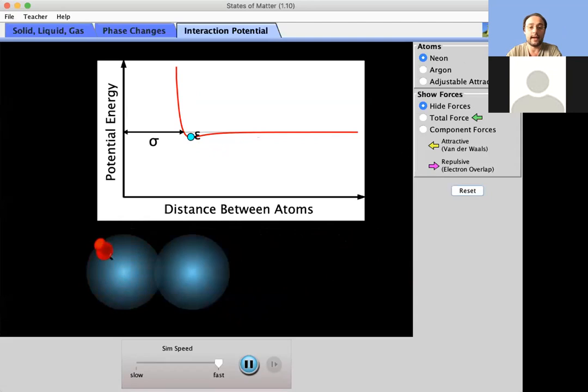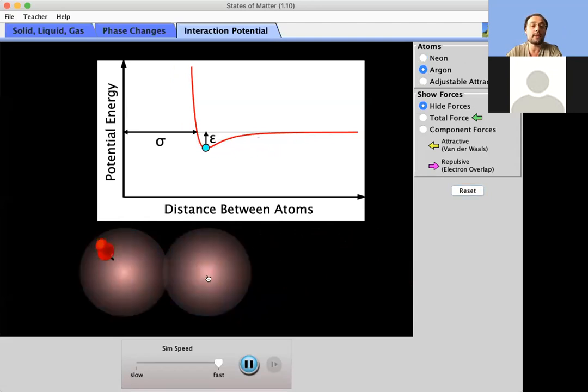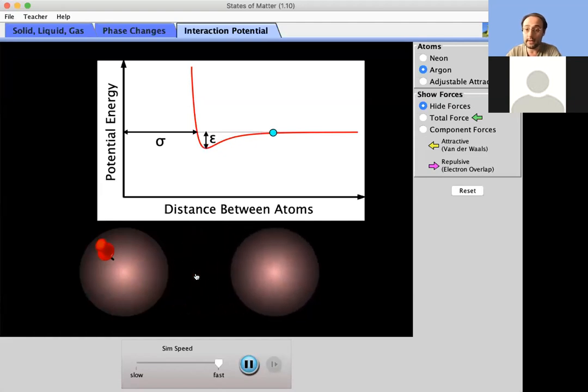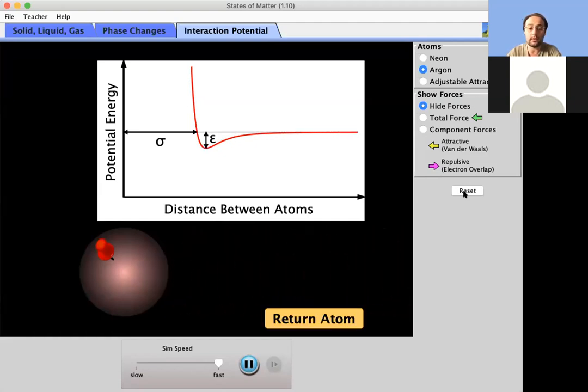And as advertised, here's a case where initially you have zero kinetic energy, but you have potential energy such that the total energy is above the value of the potential energy at infinity. So if I let go, would this be a scattering state or bound state? It would be a scattering state. See, the atom never returns.